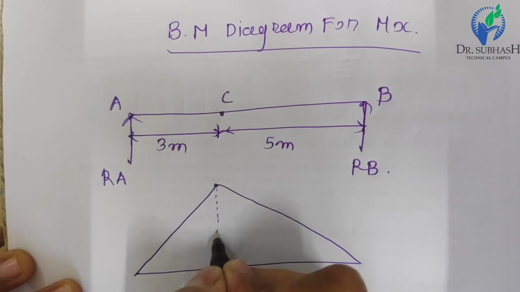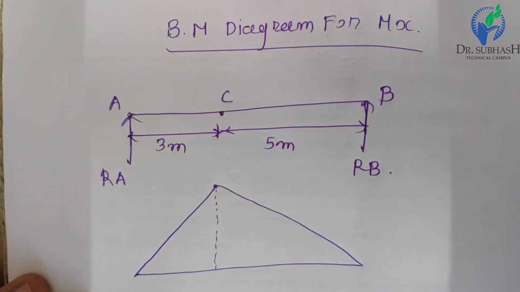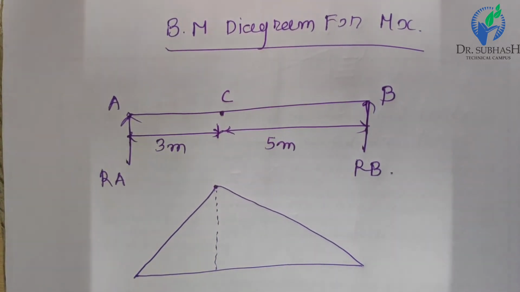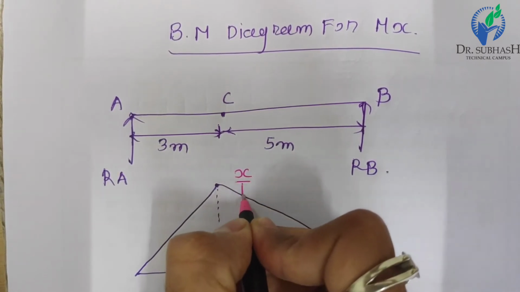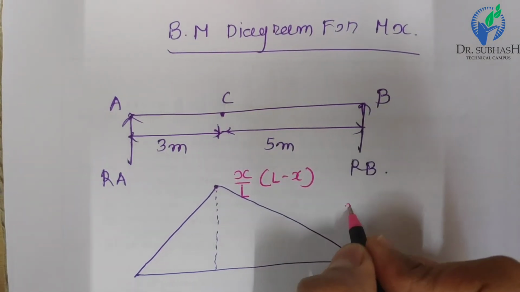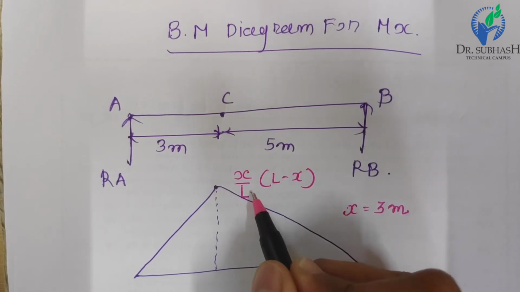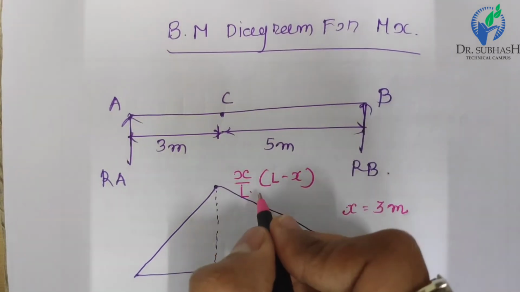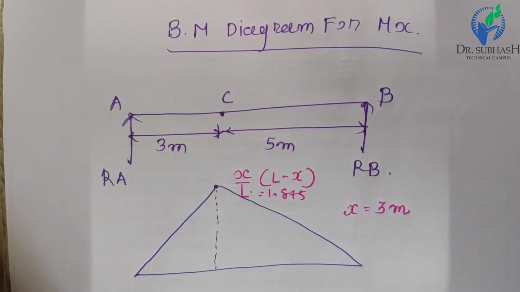So we know the equation of the bending moment diagram for a simply supported beam. That we already derived in our lecture 2. The equation for a simply supported beam having maximum bending moment below the section is x by L into (L minus x). Now put the value of x equal to 3 meter in that equation. So 3 by 8 multiplied by 5. So the value found is 1.875.